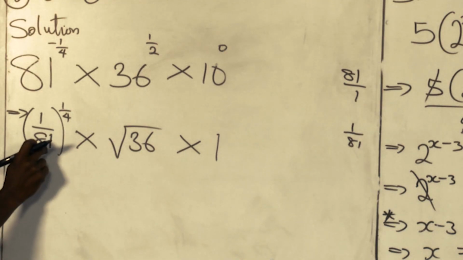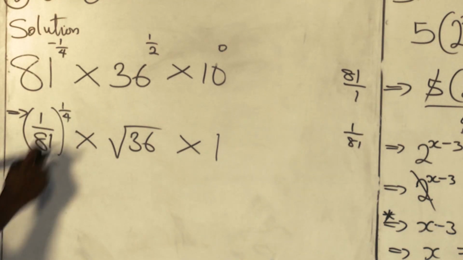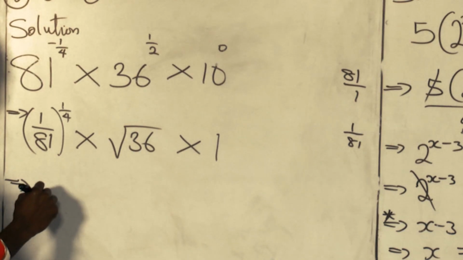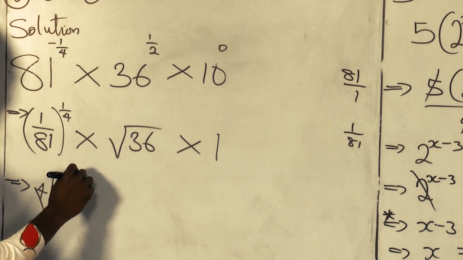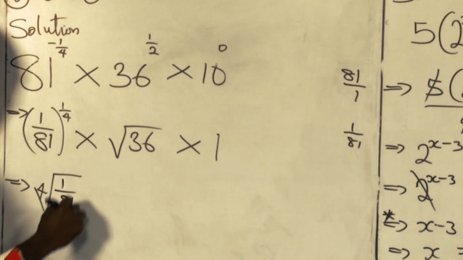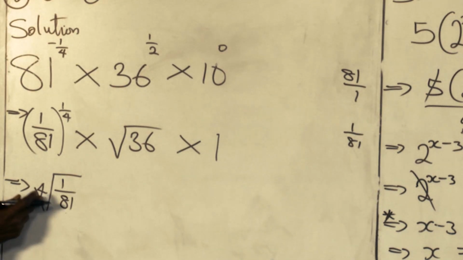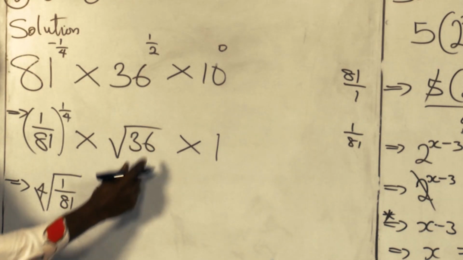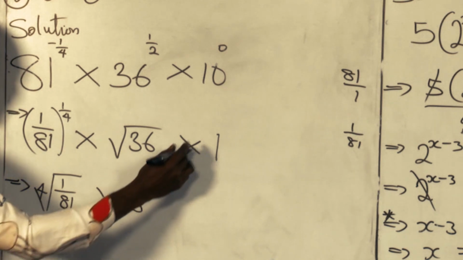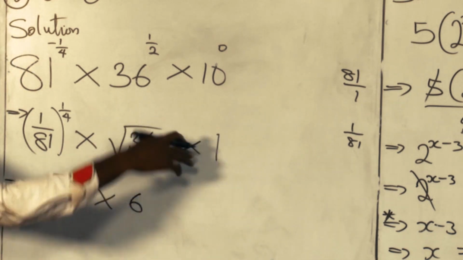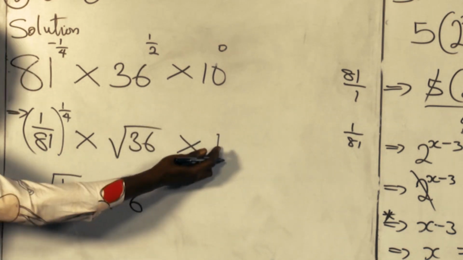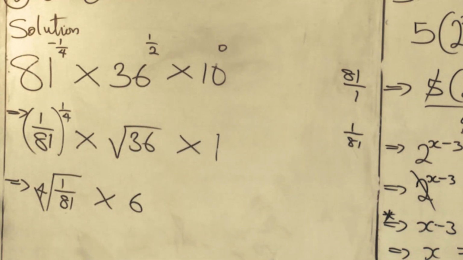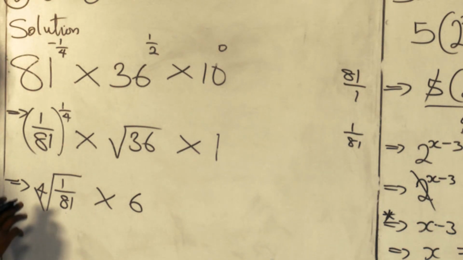So this will give us now 1 over 81 raised to the power 1 over 4. It means the 4th root of 1 over 81. The 4th root of 1 over 81 multiplied by the square root of 36 multiplied by 1. We don't need to be writing 1, because 1 times all this will give us all this, so that one is gone. I hope you understand what I'm doing, class. Now let's move on.